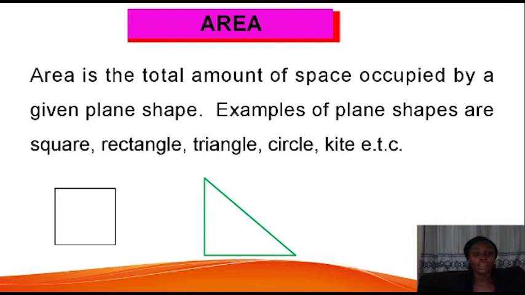Now let's say the definition of area again. Area is the total amount of space occupied by a given plane shape. One more time: area is the total amount of space occupied by a given plane shape.